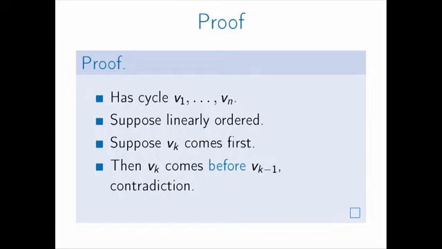Let's take a look at the proof here. So suppose that our graph has a cycle, v1 through vn, everything connected up in order. And suppose that additionally we can linearly order this graph. Well, if you linearly order these things, there are finitely many, so one of them needs to come first. So suppose that vk comes first in this order. But now we're putting vk before vk minus 1, and vk minus 1 points to it. So we have an arrow pointing in the wrong direction, which gives us a contradiction. So if we have a cycle, we cannot be linearly ordered.